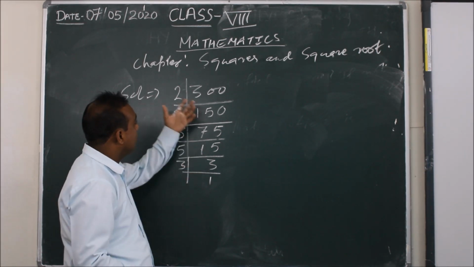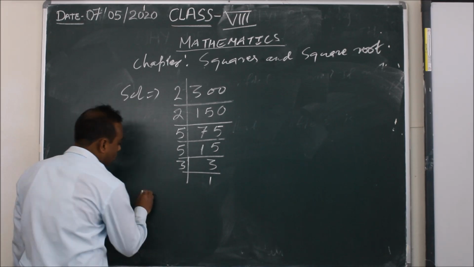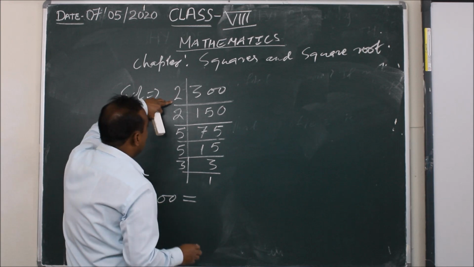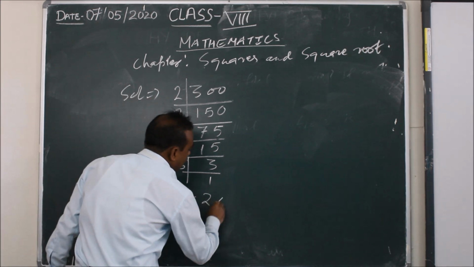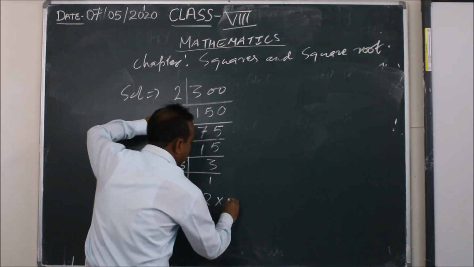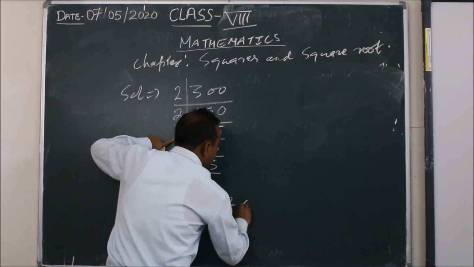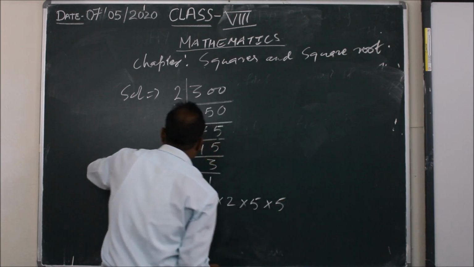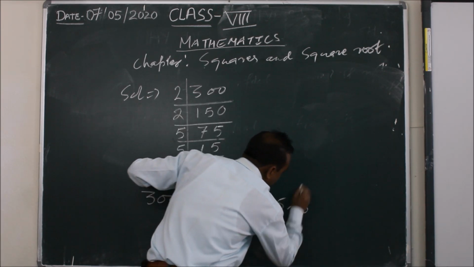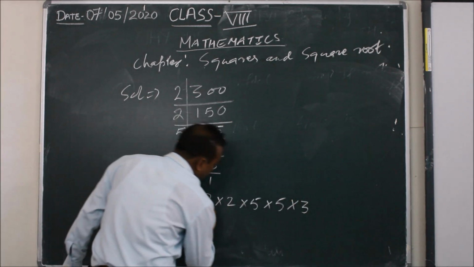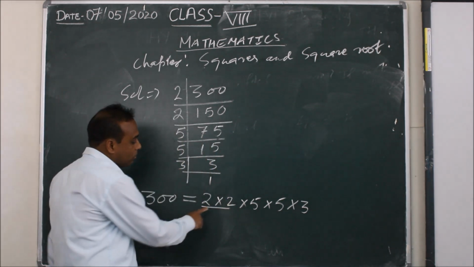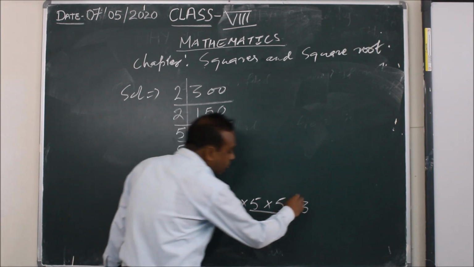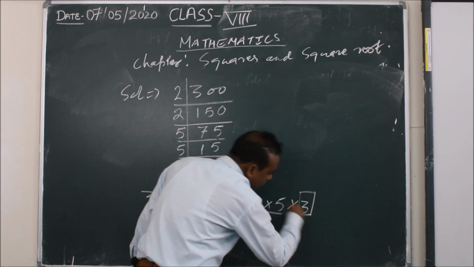Now we have to check here whether 300 is a perfect square or not. So you have to write 300 as all these numbers: 2, then this 2 multiplied with this 5, then again with this 5, and then with this 3. Now let us check it. You have to make pairs like this. Now 2 is in pair, 5 is also in pair, but this 3 is not in pair.